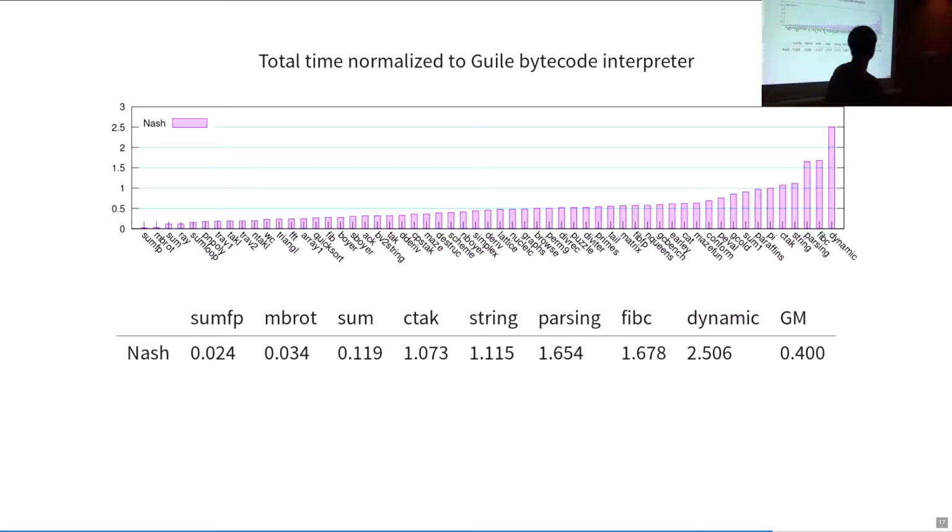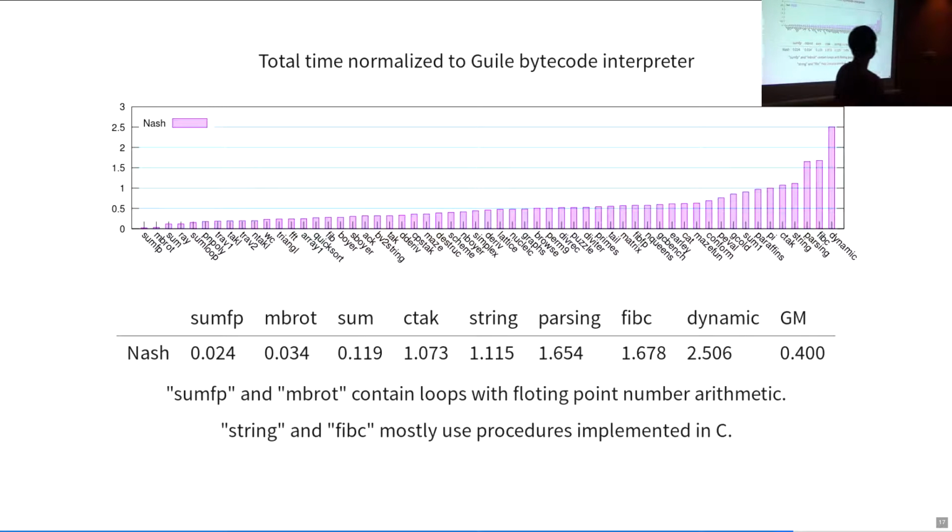The sum program runs about 8 times faster. It does not contain those floating point numbers, it's just a simple fixnum addition, but it's still faster. And the string benchmark was slower. The benchmark program contains lots of string-append and substring as string-related computations, and those computations are implemented in C in Guile. And Nash also calls the same C functions, so there's not much difference in this case.